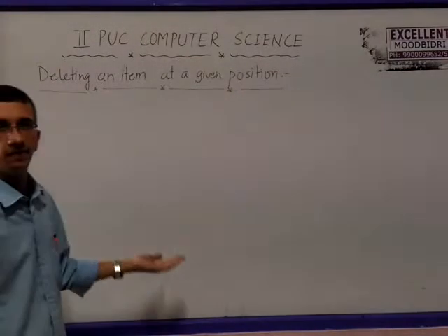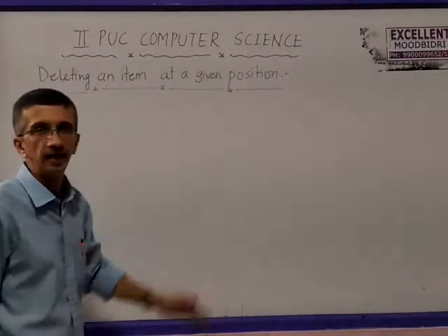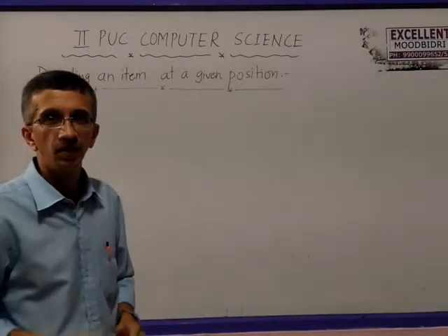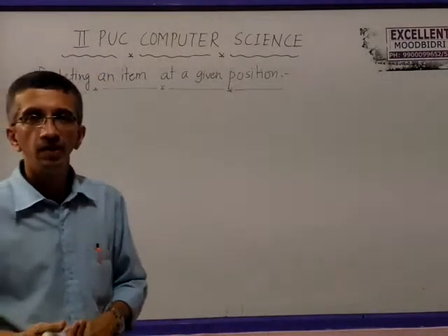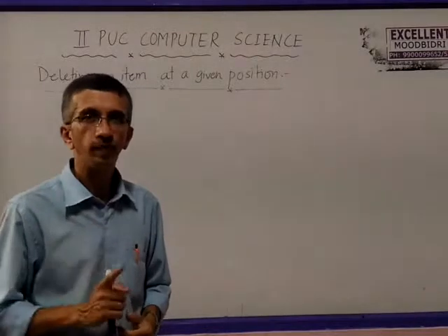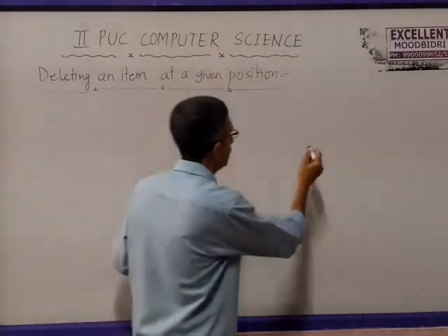After inserting an item, we shall see how to delete an item from the array at a given position. Deleting an existing item. When you delete an item from the array, the number of items is reduced by 1. N becomes n minus 1. Now let us take this array as an example.